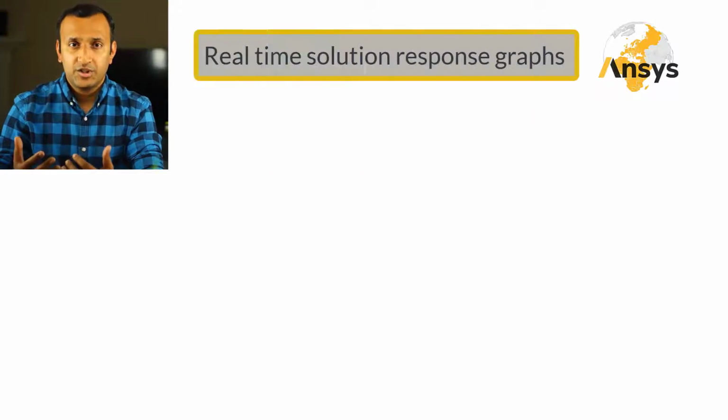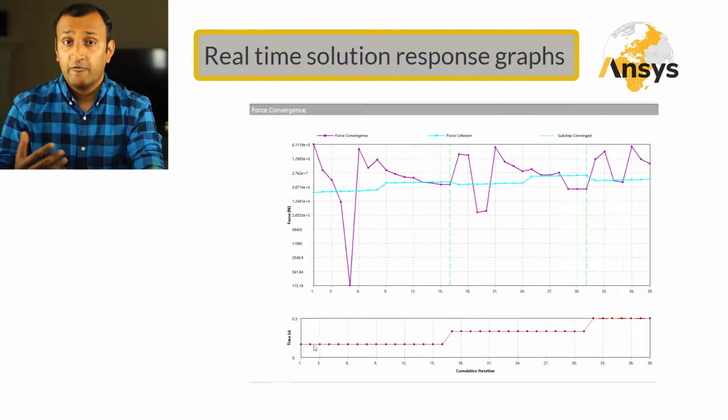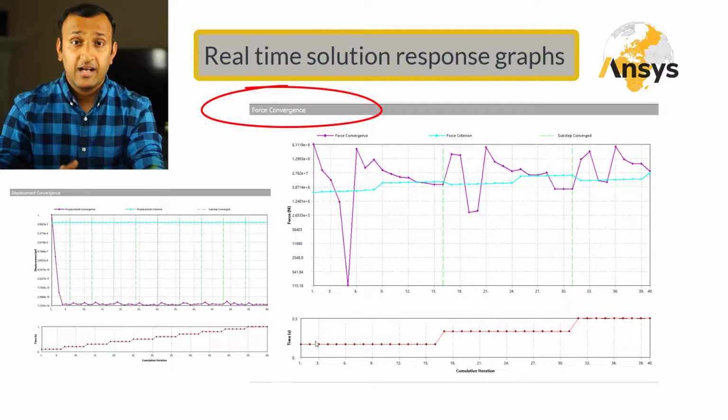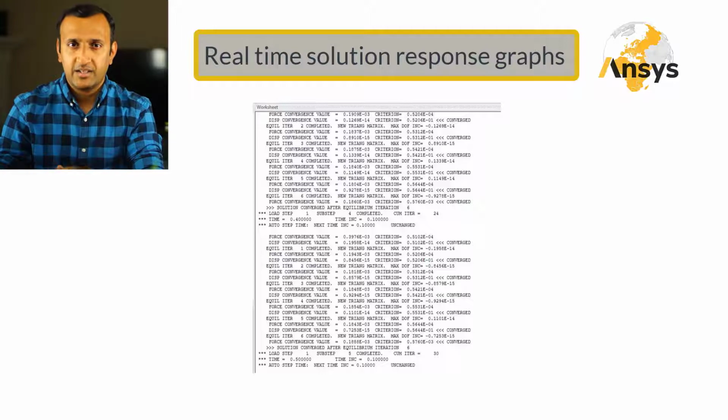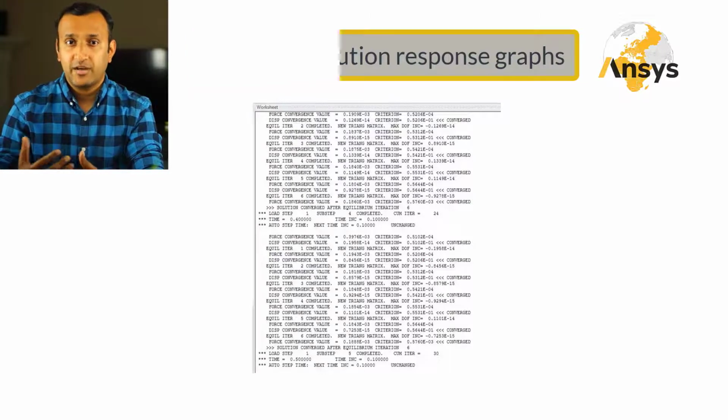Several real-time solution response graphs such as force, displacement and other convergence plots, solver output file and various other items help us monitor the status of convergence, which can be helpful in monitoring the convergence pattern of the solution. Instead, we'll focus our attention on reviewing intermediate results through the use of Result Tracker.